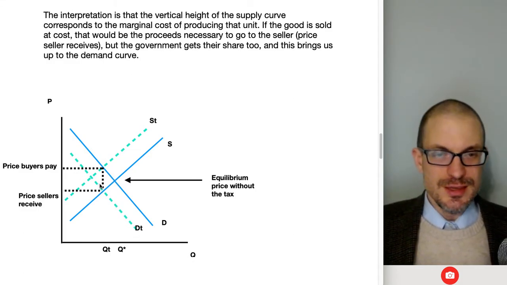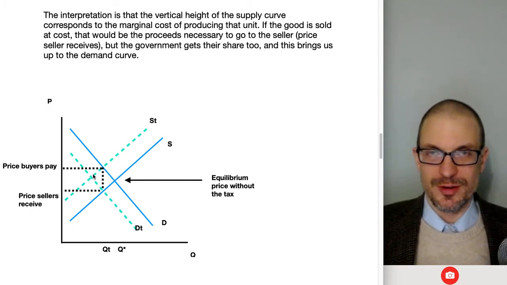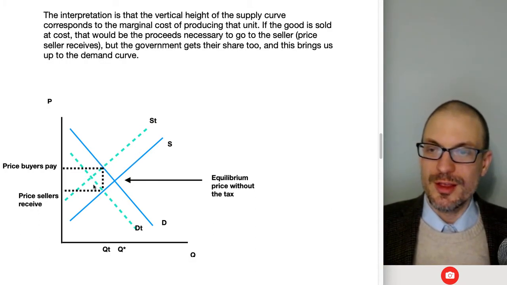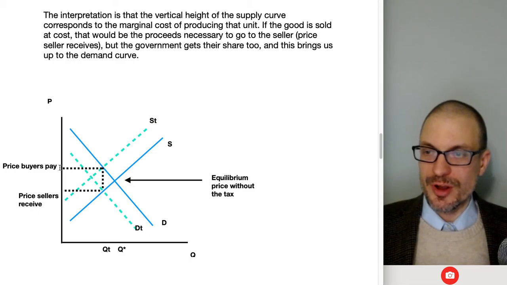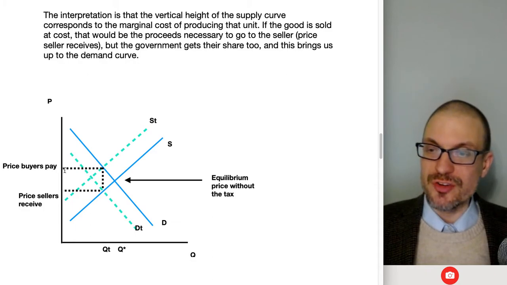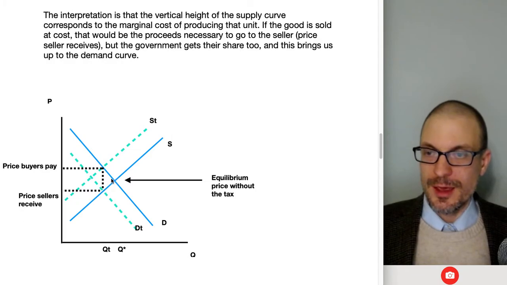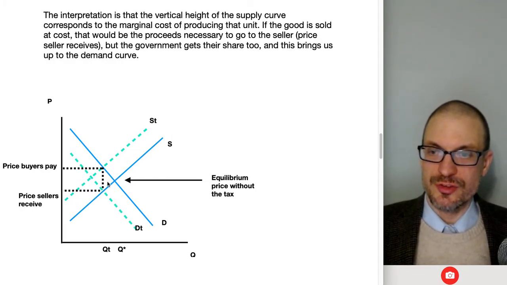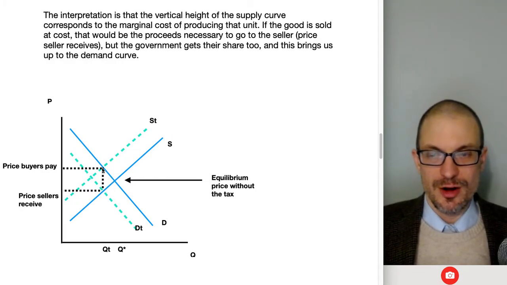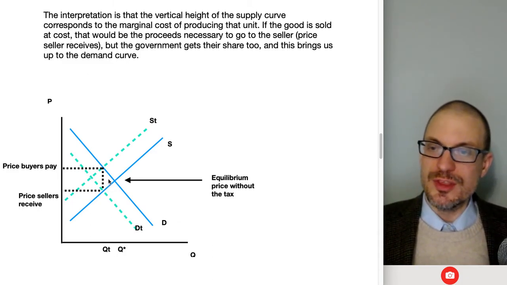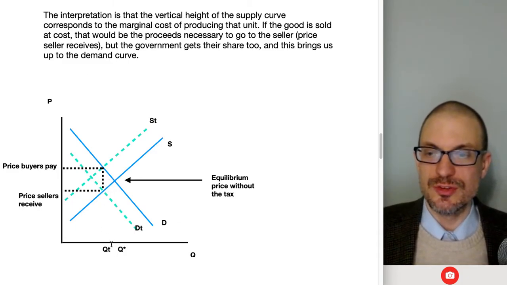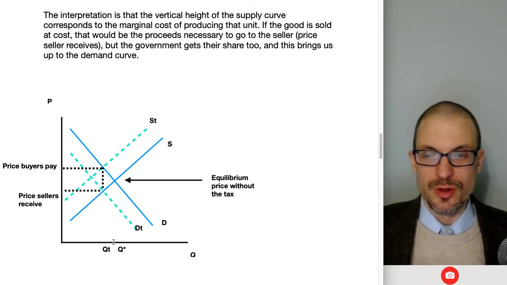Either way, whether we model this as a tax on buyers or a tax on sellers, the distance between the price buyers pay and the price sellers receive, this vertical distance, is going to be the size of the tax, whatever the per unit tax is. Tax revenue is this rectangle right here: the size of the tax over the units sold. And this triangle right here would be the deadweight loss generated by the tax. What's happened is at the higher price, there's going to be a smaller quantity, and these units between QT and Q star are no longer traded. They're no longer bought or sold.